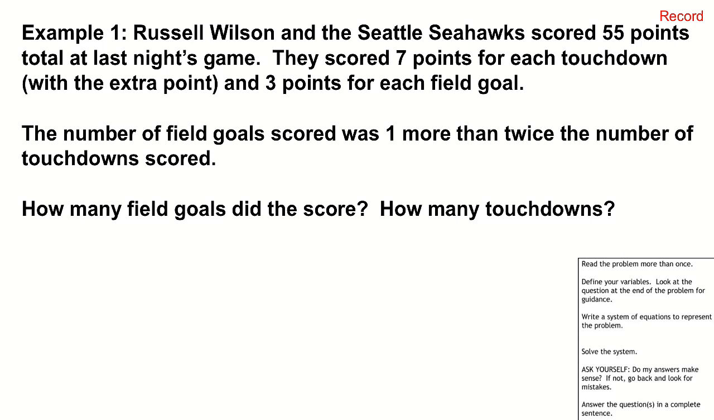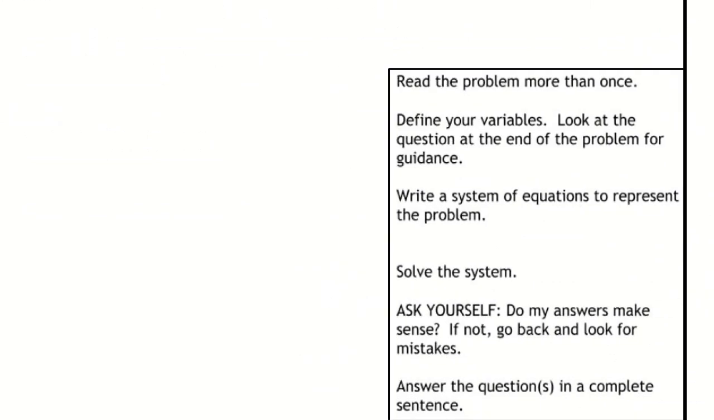Russell Wilson and the Seattle Seahawks scored 55 points total at last night's game. They scored 7 points for each touchdown with the extra point and 3 points for each field goal. The number of field goals scored was one more than twice the number of touchdowns scored. How many field goals did they score? How many touchdowns? We've read the problem twice.